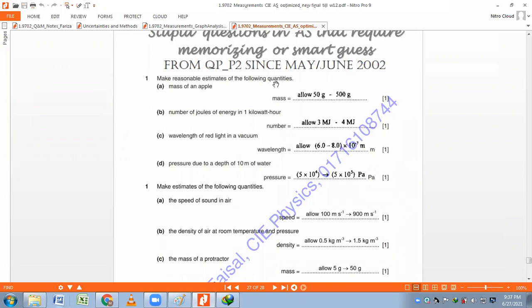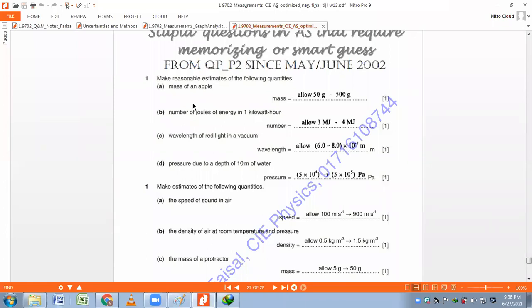Make a reasonable estimate of the following quantities. Mass of an apple. How do you make a reasonable estimate for the mass of an apple? And more than that, why is it important that you should have the capability to make a reasonable estimate of an apple? Why should they ask you this question in a physics course? Here's the reason. Being able to do mathematical calculation with the help of formulas and everything is one thing. Having an understanding of the physical quantities in the real world is also a very important, additionally required thing.